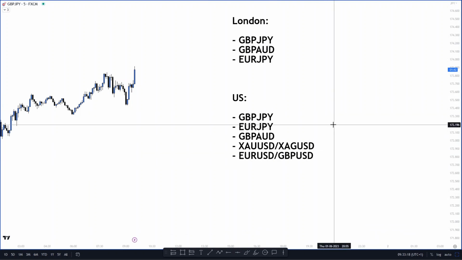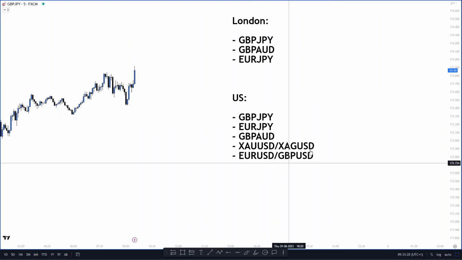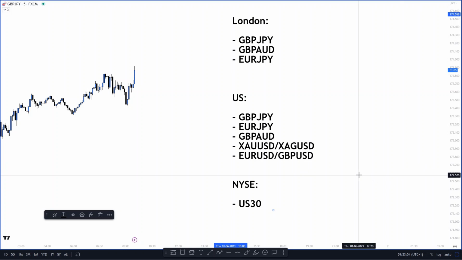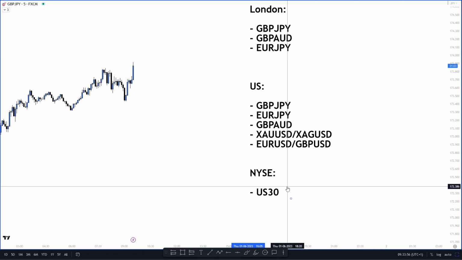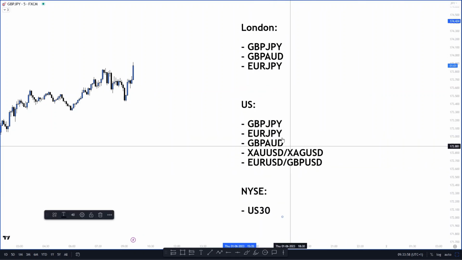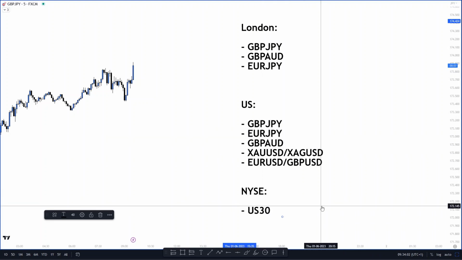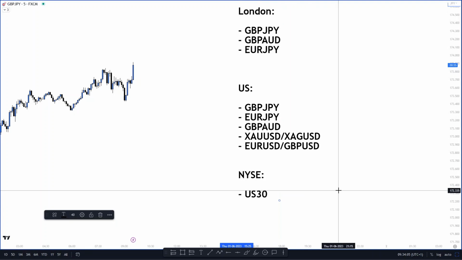These would be my recommendations. So for US, I would pick one of these two pairs to focus on. And then for NYSE, really, really simple. The only pair I'd look at for NYSE would be US 30. Obviously, you can bring another pair from one of these US in and then use that. But the one I would focus on for NYSE would be US 30.